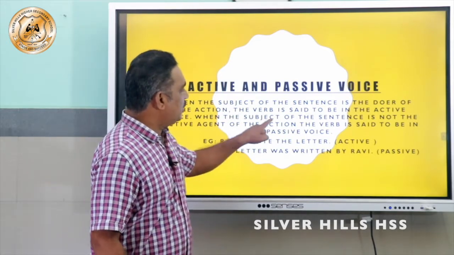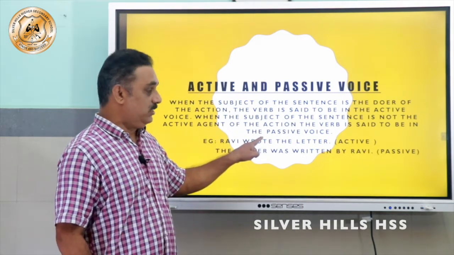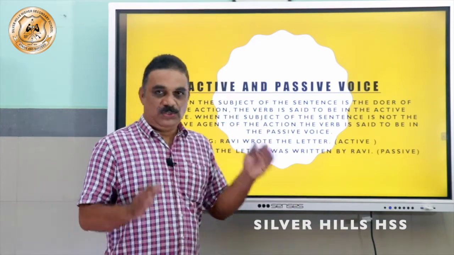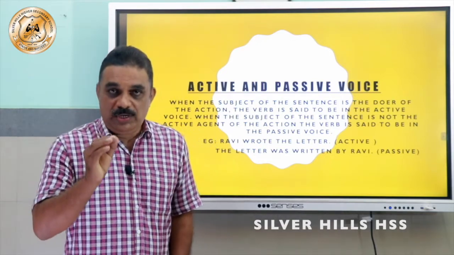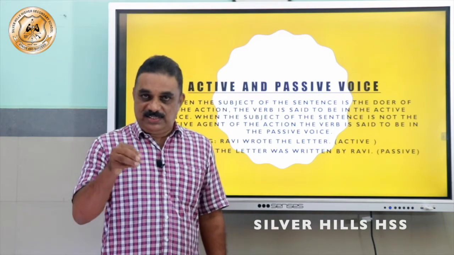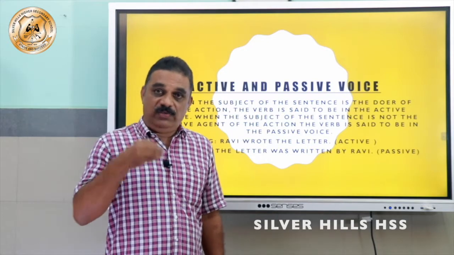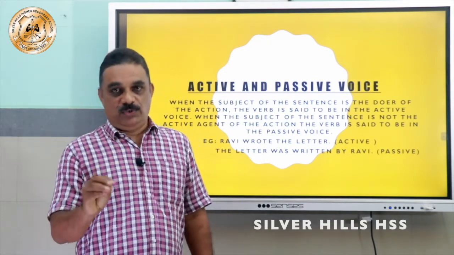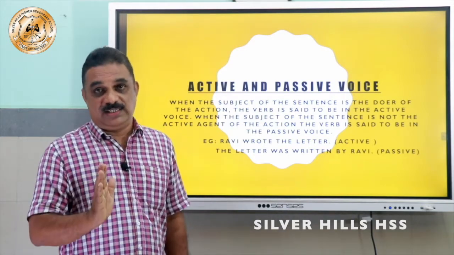When the subject of the sentence is not the active agent of the action, the verb is said to be in the passive voice. So in brief, if we are giving more importance to the subject part of the sentence, that sentence is in the active voice. And if we are giving more importance to the action, that will be in the passive voice. That is the difference between active voice and passive voice.